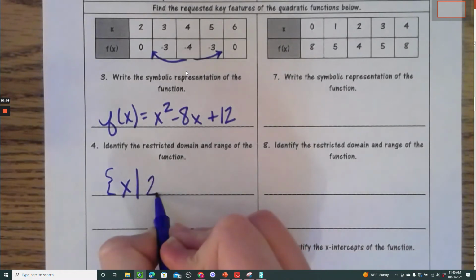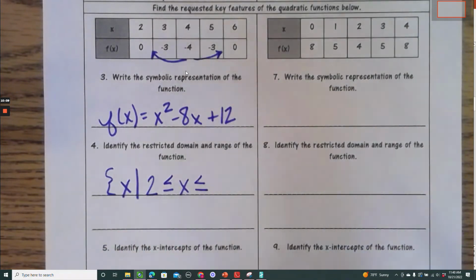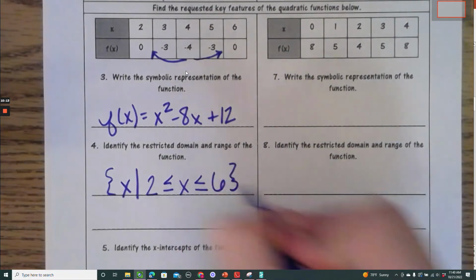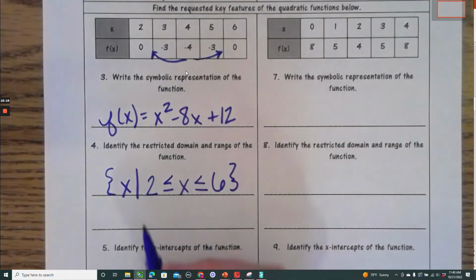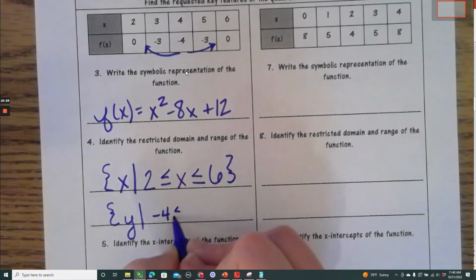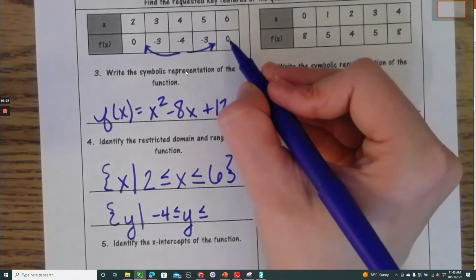So 2 is less than or equal to X is less than or equal to... and then what's my greatest X? 6. Okay. And then I do the same thing for the range. Y is a member of the set. What's my smallest Y value? -4 is less than or equal to Y is less than or equal to... and then my greatest is 0.